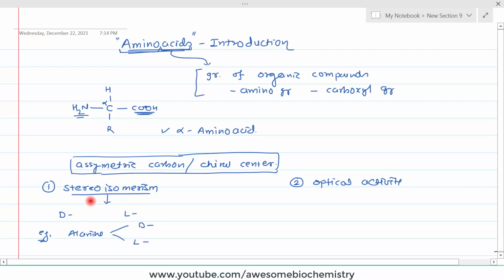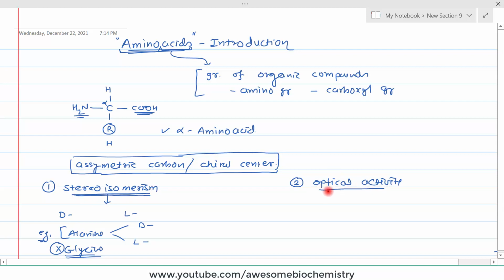Okay. Will there be any stereoisomerism for glycine? No. Why? Because in glycine, the R group is H. So, in glycine, there is no asymmetric carbon, because only three different groups are attached, not four different groups. So, for glycine, there is no D or L form. So, glycine is the exception. All the amino acids other than glycine show stereoisomerism, that is, the D form and L form appear.